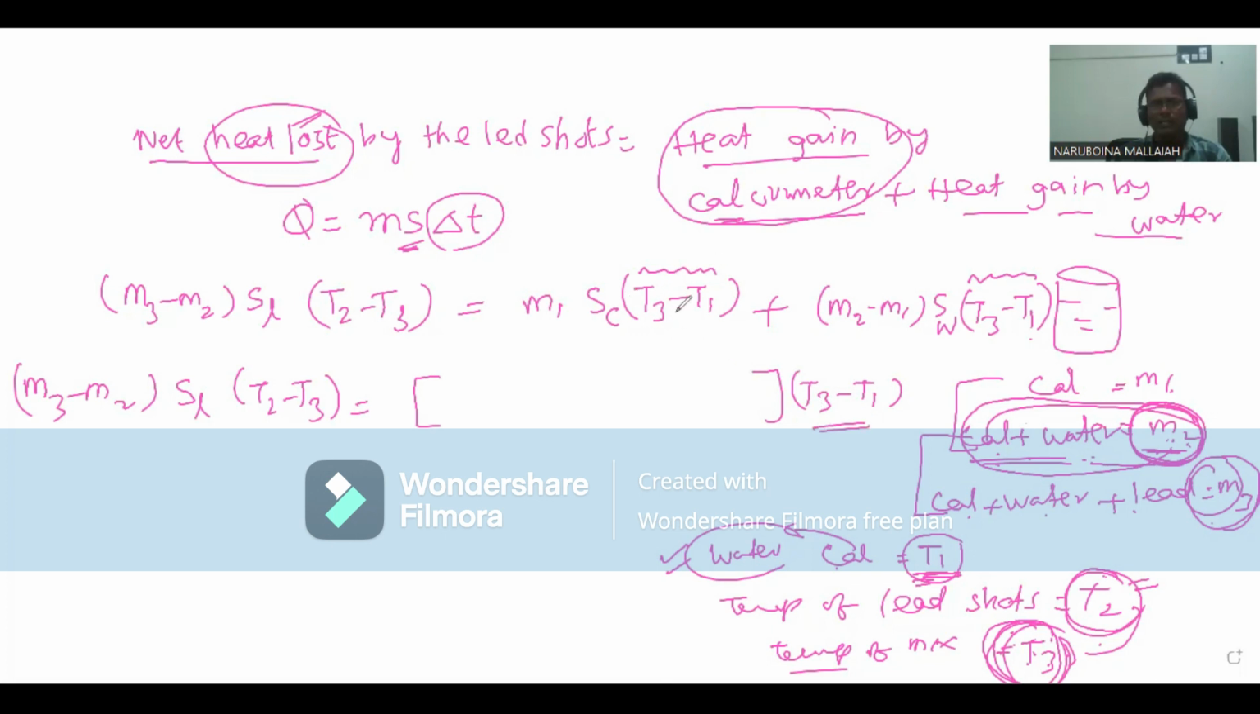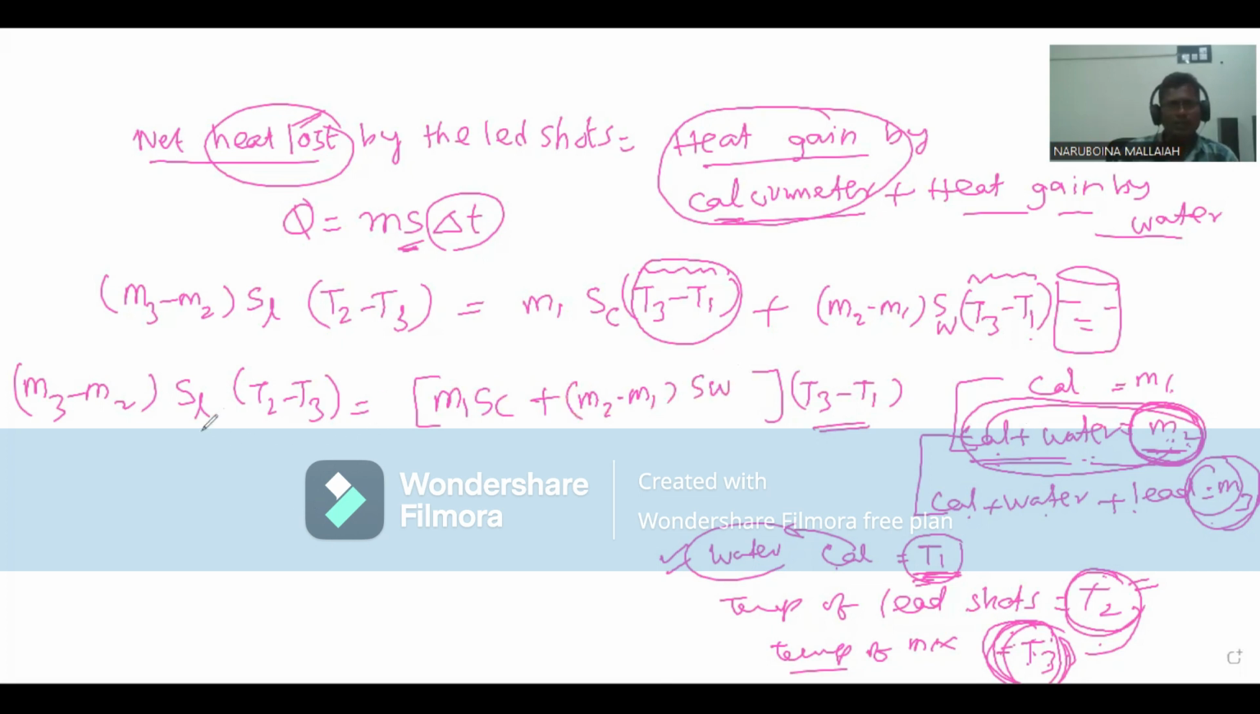Now T3 minus T1 cancels. So write only what is left. If we close this T3 minus T1, what is left? M1 SC, right, M1 SC. After that, plus symbol. Now close this T3 minus T1. What is left? M2 minus M1 into SW.